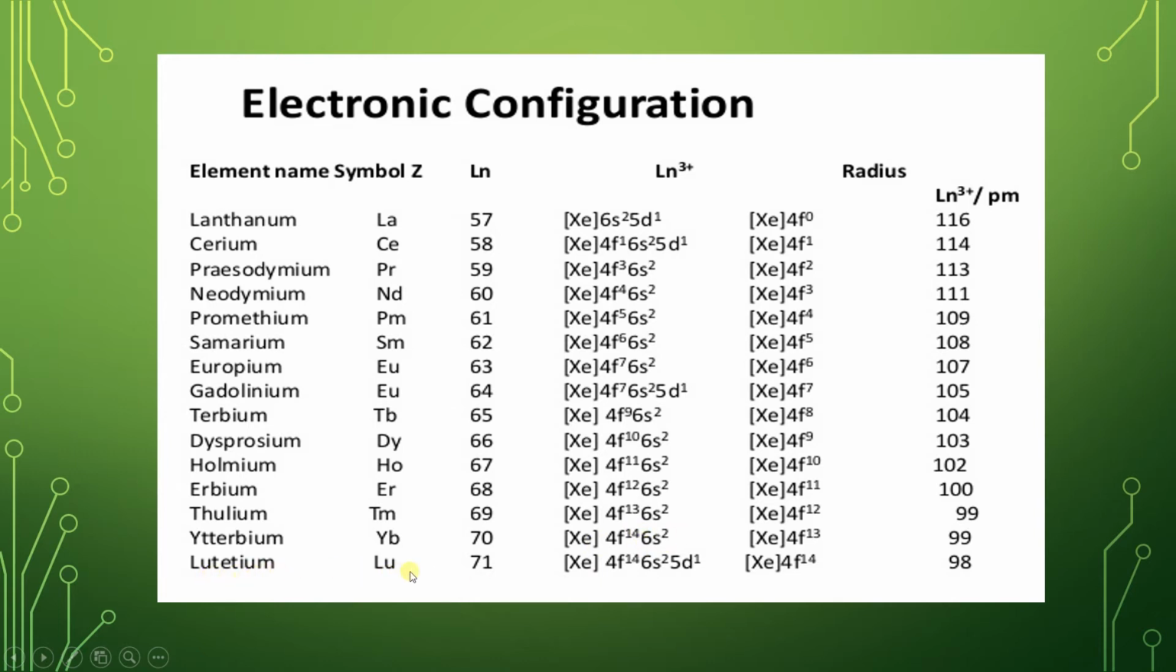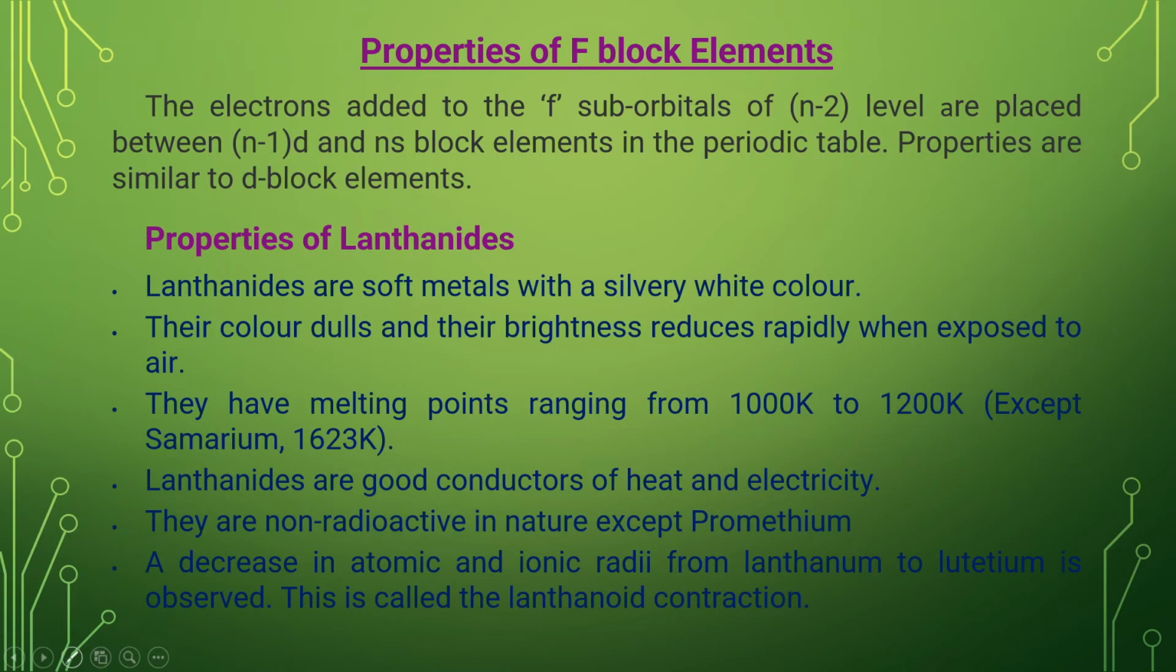and lutetium symbol Lu and atomic number 71, xenon 4f14 6s2 5d1. This is about the electronic configuration of lanthanide series. Next, the properties of F block elements. The electrons added to the F suborbitals of n-2 level are placed between the (n-1) d and ns block elements in the periodic table. The properties are very similar to d block elements.